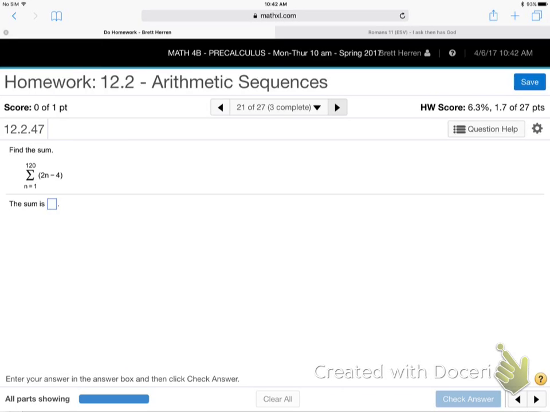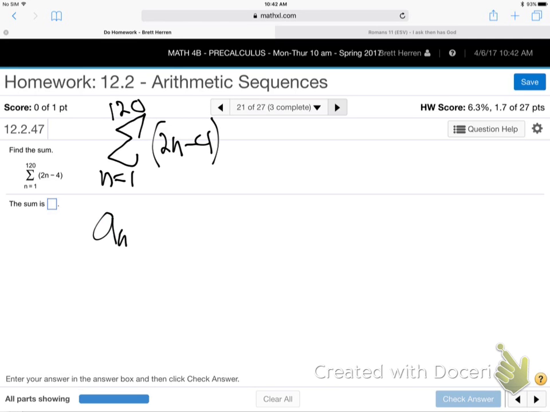All right, so you know what that Greek symbol is? It's a big Greek S. N equals 1 to 120, 2n minus 4. So that's a big Greek S. So what do you think? If you had to guess, are we going to use A sub n or S sub n since that's a big S? We're going to use S sub n, aren't we? That's a big Greek S.